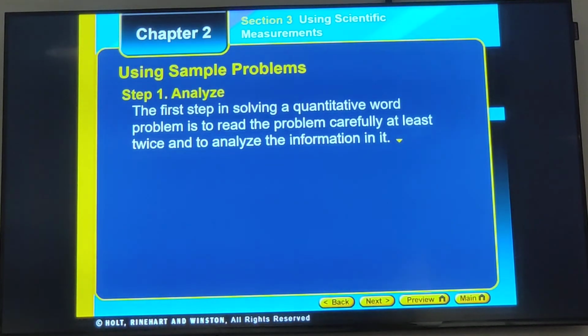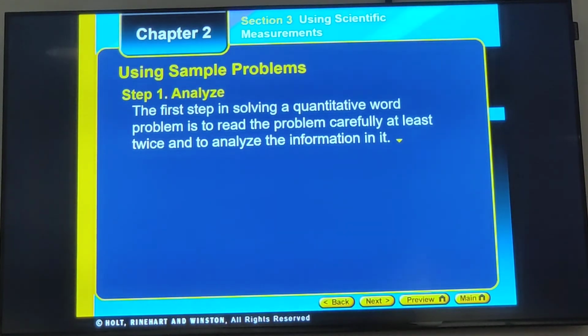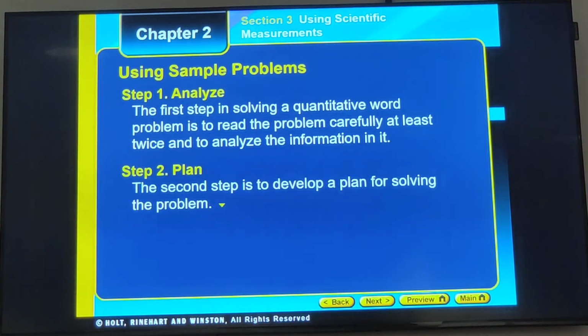Okay, so when it comes to solving problems, the first step in solving a quantitative word problem is to read the problem carefully, probably at least twice. It's amazing how many times when I'm helping my AP Physics students, we go back and reread the problem, and the problem they thought they were having, they no longer have because they realized they were solving a problem that wasn't even being asked for. They were making up their own problem. So make sure you read it.